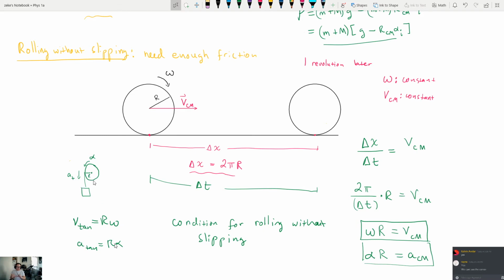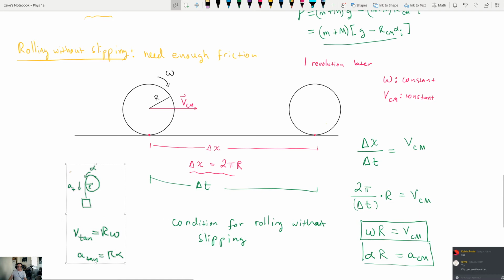So I just want to emphasize that the equations look the same, but they're used for something different, and they mean something different, right? So you need to be able to distinguish between them. For rolling without slipping, you have these equations, which relate the velocity of the center of mass of the object to the angular speed of the object and the radius. And same thing for the acceleration of the center of mass if the object's accelerating, and the angular acceleration and the radius of the object.